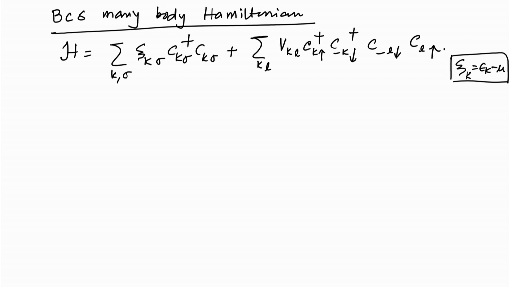We have already argued that BCS theory cannot be obtained by doing a perturbation theory of any order. So, we will do a variational calculation instead. And in the variational calculation, the small u_k and v_k, which are the occupancies, will be used as variational parameters.